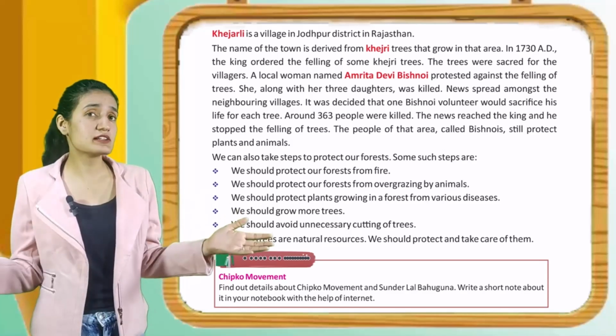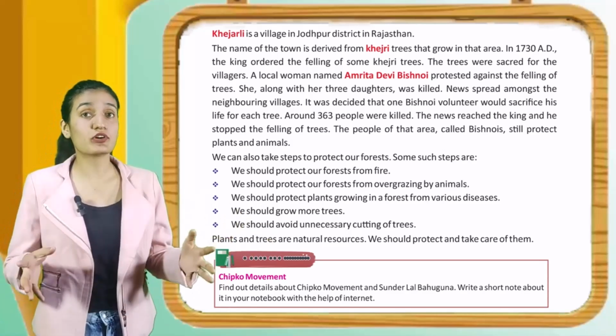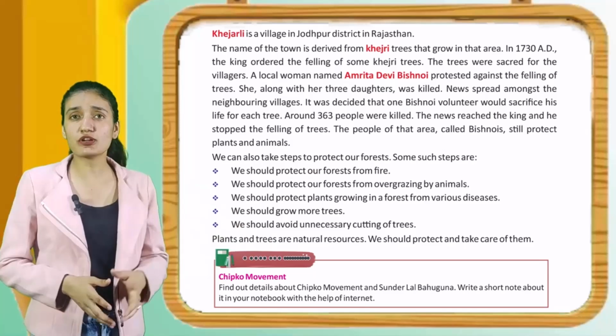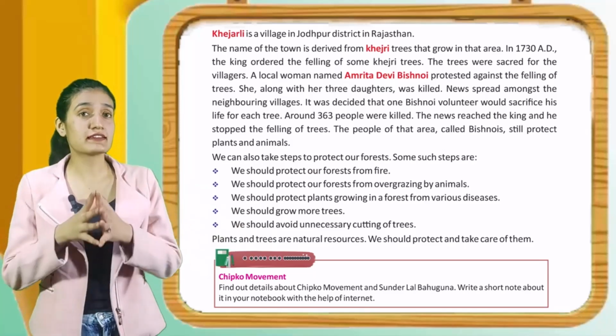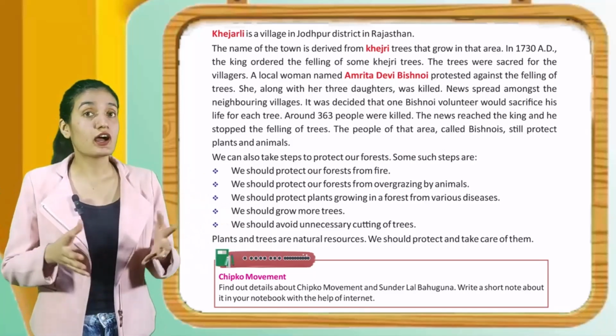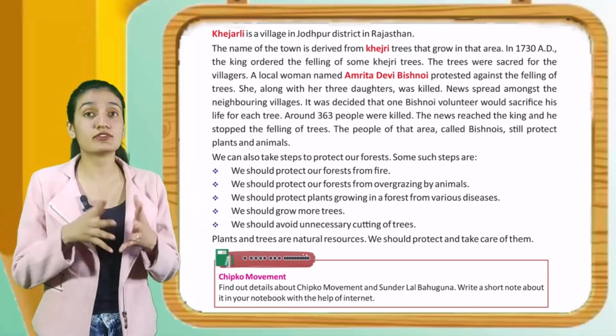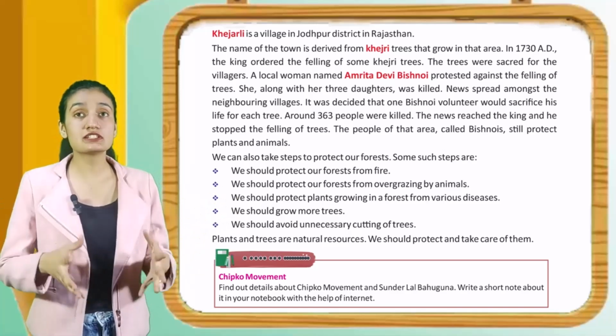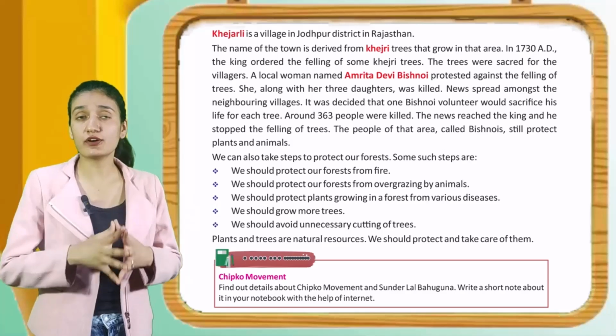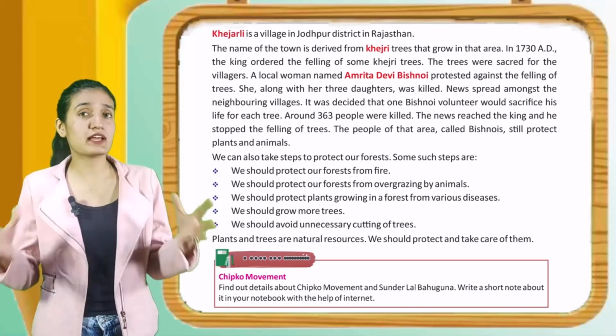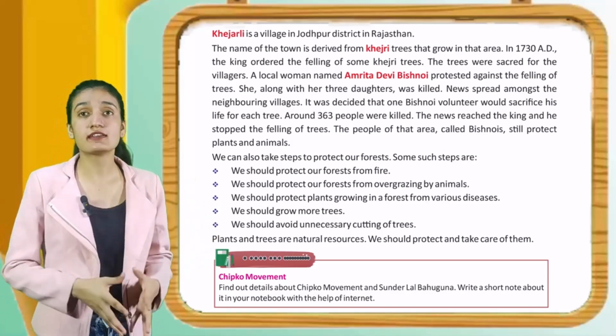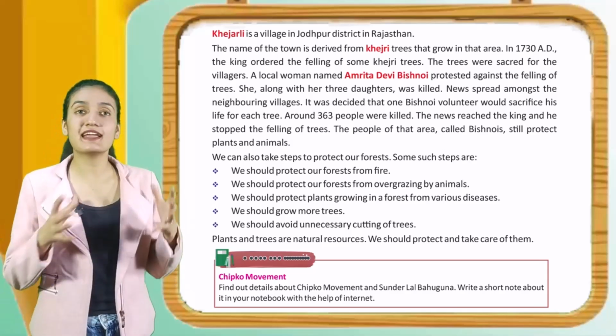News spread amongst the neighboring villages. It was decided that one Bishnoi volunteer would sacrifice his life for each tree. Around 363 people were killed. The news reached the king and he stopped the felling of trees. The people of that area, called Bishnois, still protect plants and animals.